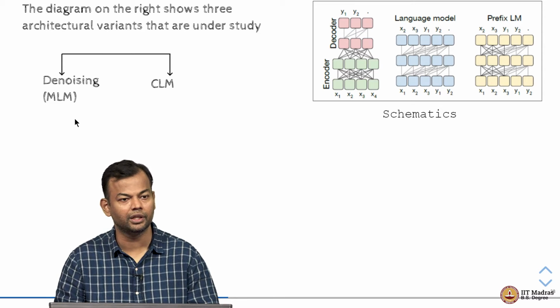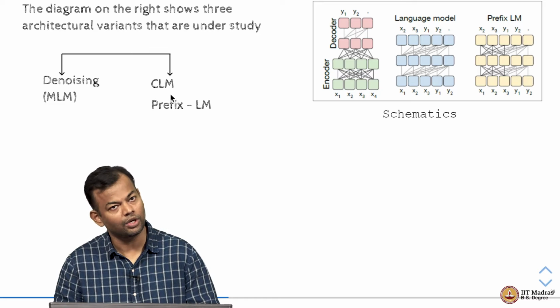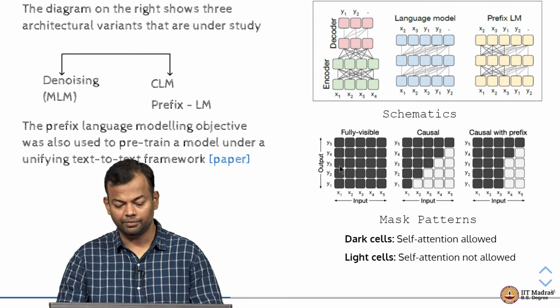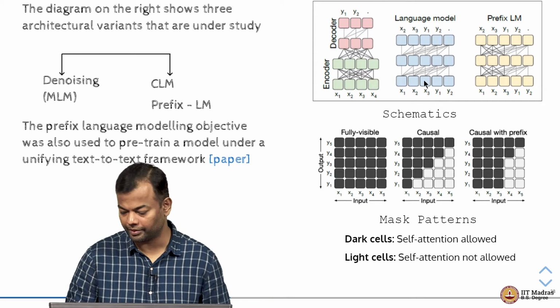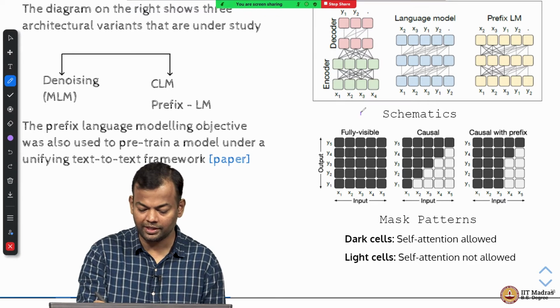So here we are using the denoising objective. Then the other choice we have is the causal language modeling objective and the prefix LM objective. And these diagrams here are trying to convey the difference between them. So what is happening here? One is fully visible.